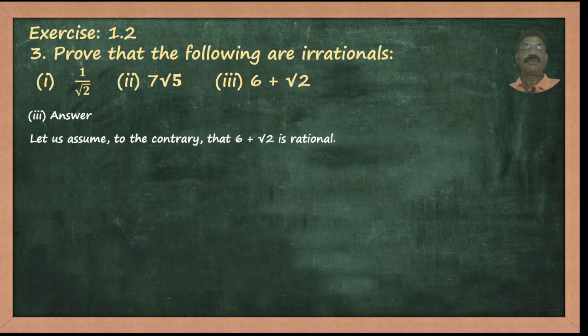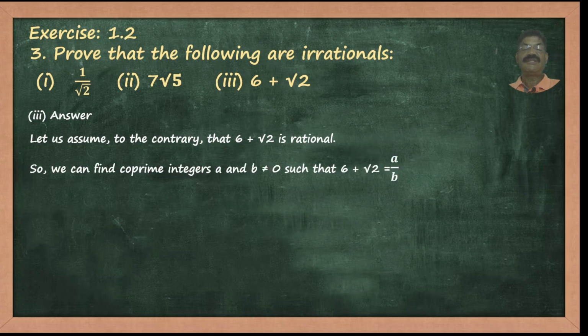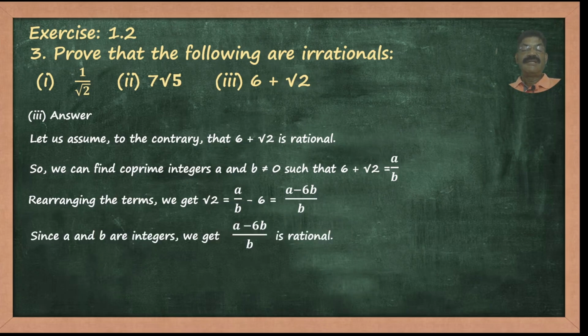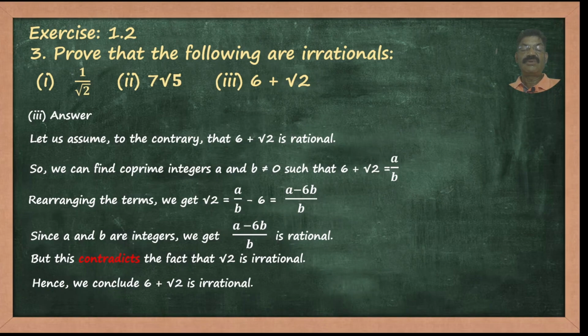Third sum, 6 plus root 2. Again, the same logic. We assume 6 plus root 2 is rational. a and b are co-prime integers, b not equal to 0, such that 6 plus root 2 is equal to a by b. Rearranging the terms, we get root 2 is equal to a minus 6b divided by b, which indicates that root 2 is a rational number. But we have already proved that root 2 is irrational. Therefore, it contradicts the fact that root 2 is irrational. Hence, we conclude that 6 plus root 2 is irrational.